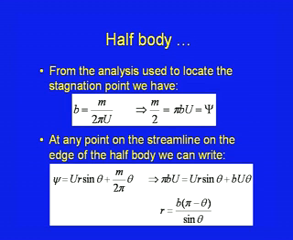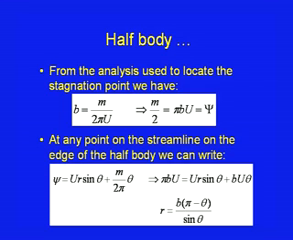Then further analysis is used to locate the stagnation point. We have already defined b is equal to m by 2 pi U, or m by 2 is equal to pi b U, that is equal to the stream function. At any point on the streamline on the edge of the half body, we can write psi is equal to U r sin theta plus m by 2 pi theta, and psi is already defined as pi b U. So pi b U is equal to U r sin theta plus b U theta, or finally we can define r is equal to b into pi minus theta by sin theta.